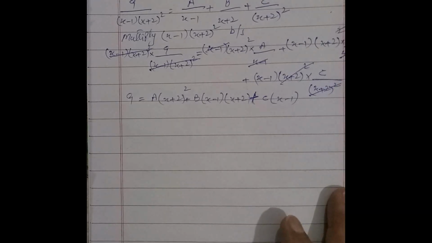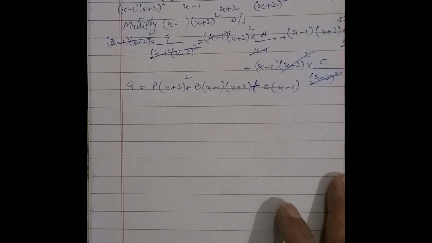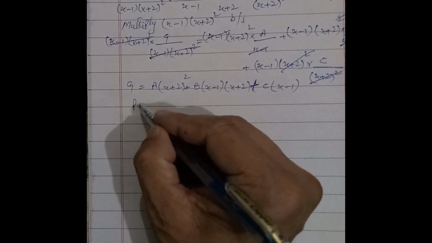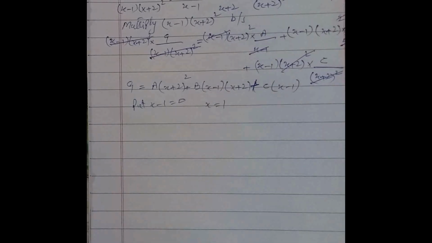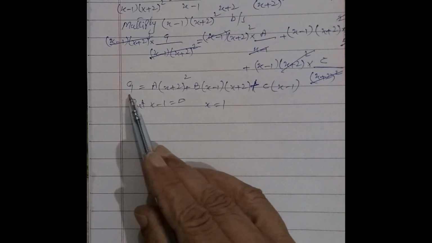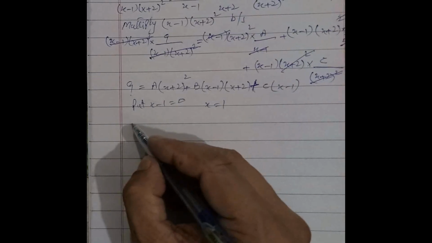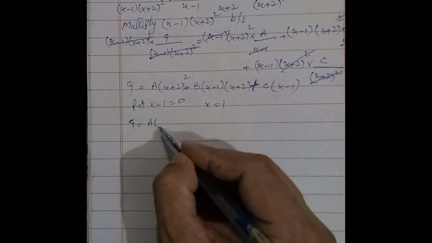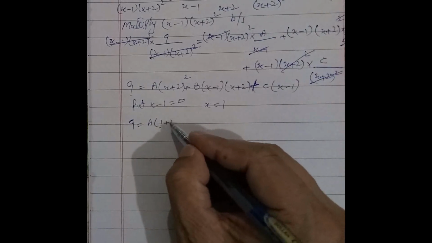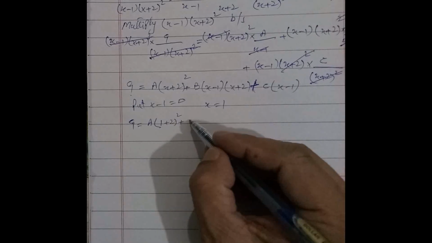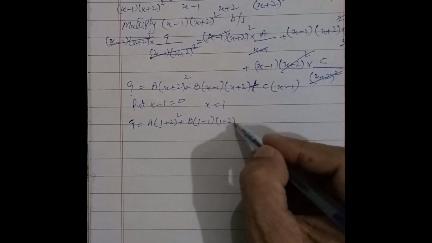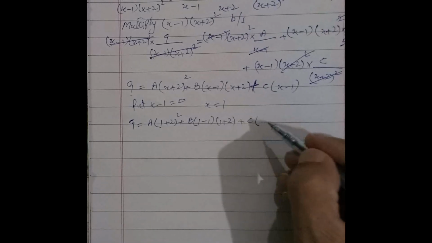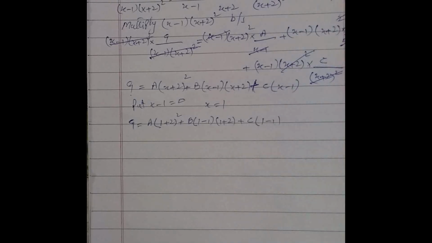So first we put the value x minus 1 is equal to 0. X minus 1 is equal to 0 means x is equal to 1. So x is equal to 1. Put x is equal to 1 in the equation. We get 9 is equal to a (1 plus 2) whole square plus b (1 minus 1) into (1 plus 2) plus c (1 minus 1).